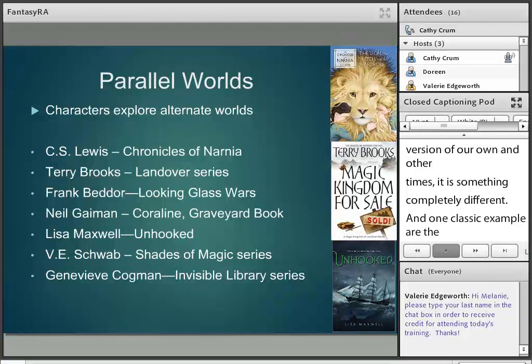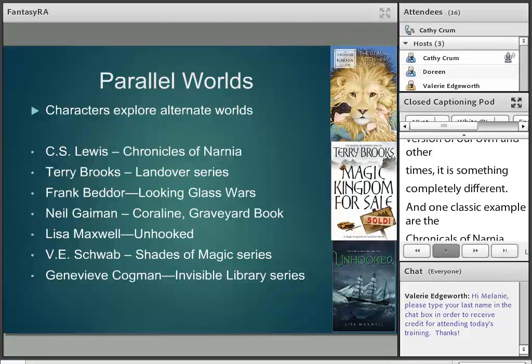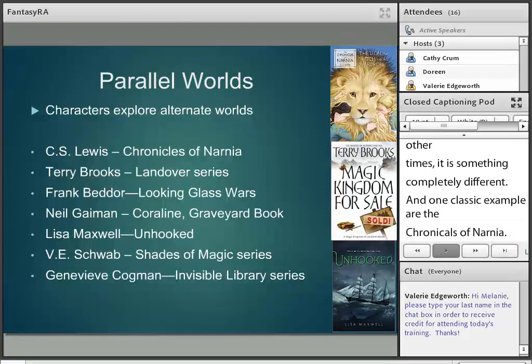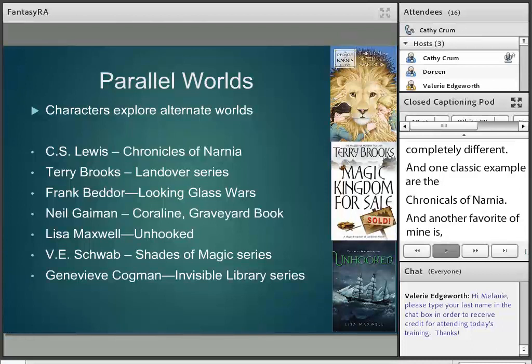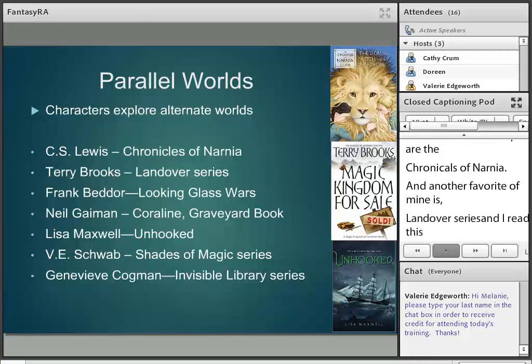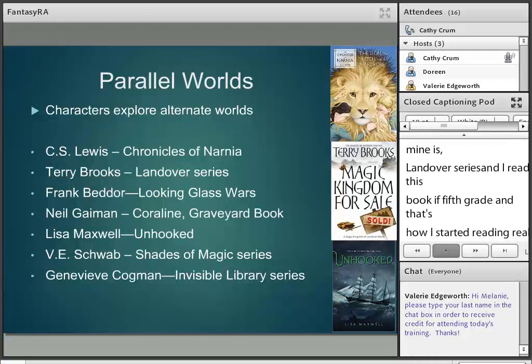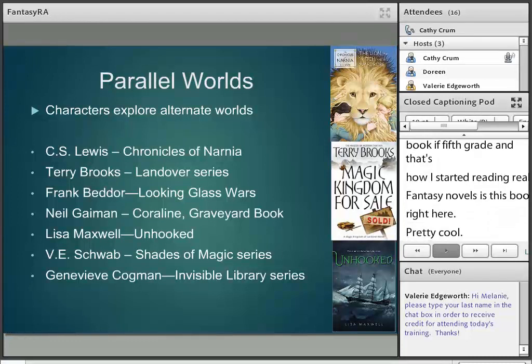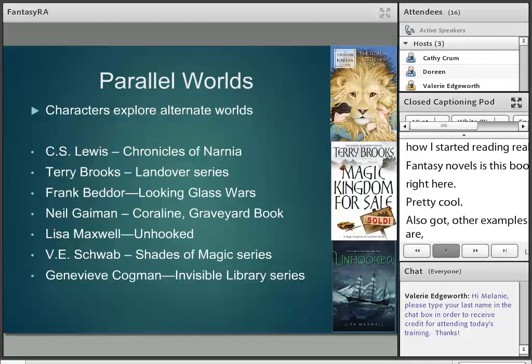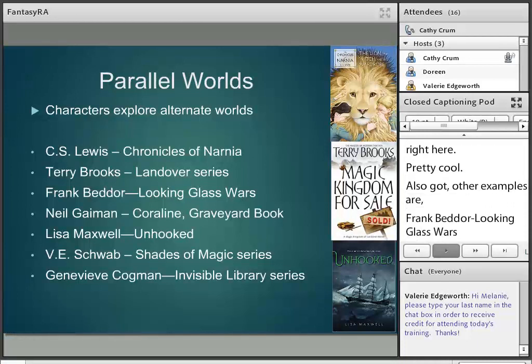Another favorite of mine is Terry Brooks' Landover series, where a man buys a magic kingdom from a Christmas catalog, and things aren't exactly what he expected. I read this book when I was in 5th grade, and that's how I started reading real fantasy novels, was this book right here. Pretty cool. Other examples are Frank Beddor's Looking Glass Wars and Neil Gaiman's Coraline and Graveyard Book.